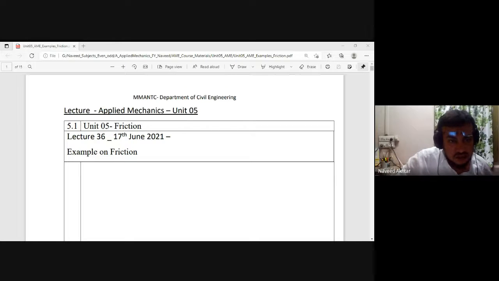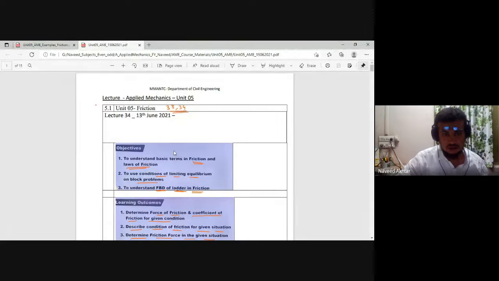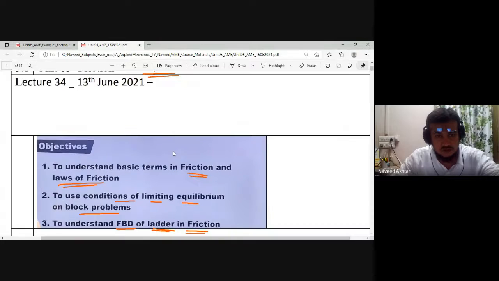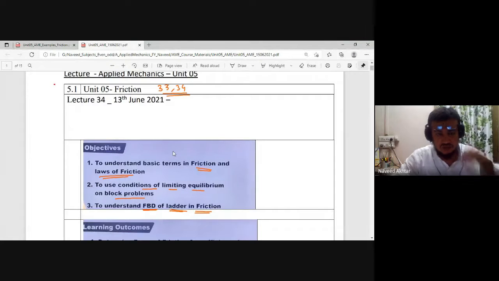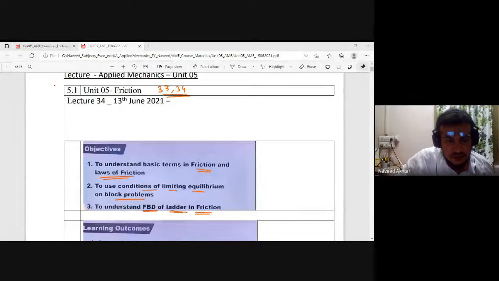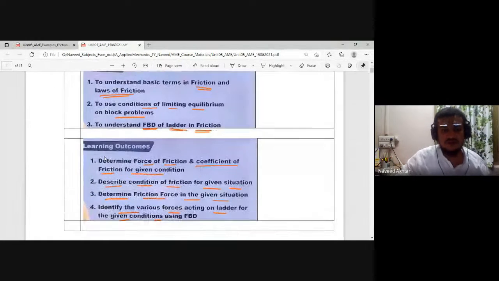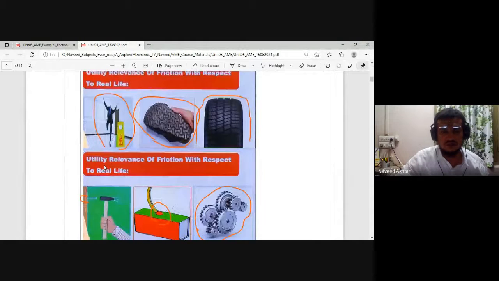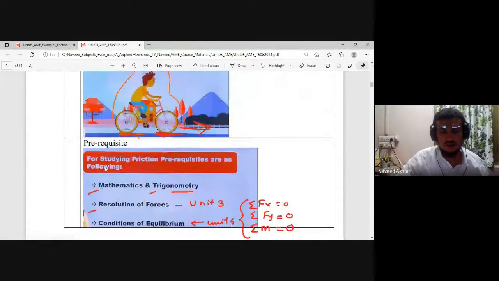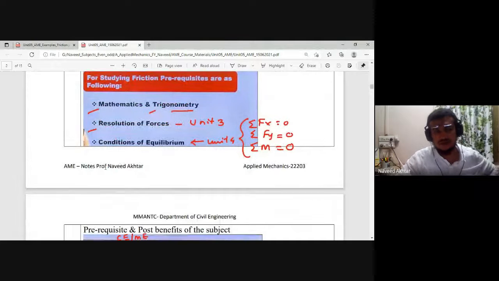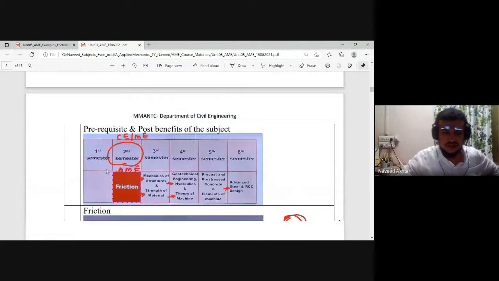In the previous class, we have seen about the frictions. In number five already we started, and we have seen about the frictions. Okay, so what is the friction? Objectives, outcome, relevance of the topic, and prerequisite of this unit.